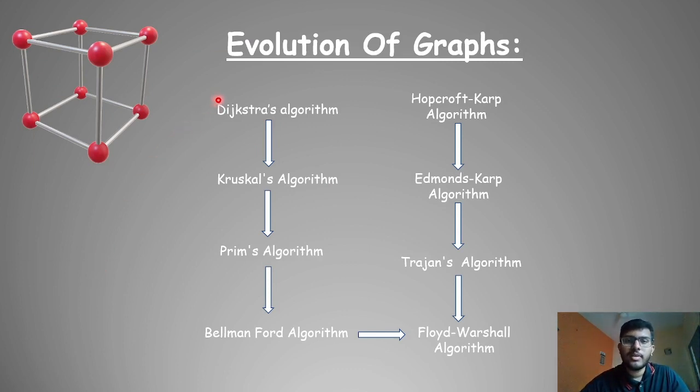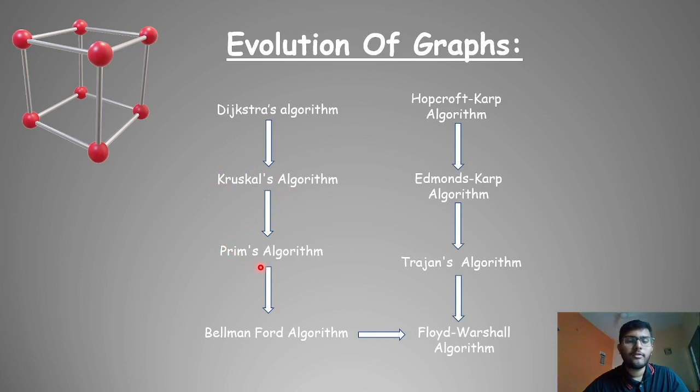Dijkstra's algorithm we have dealt with in the previous section of the video. Kruskal's algorithm helps us to find the minimum spanning tree. Now what is this minimum spanning tree? The edges and the vertices which we consider should form a tree-like structure, and the distance from the source vertex to all other vertices should be minimum.